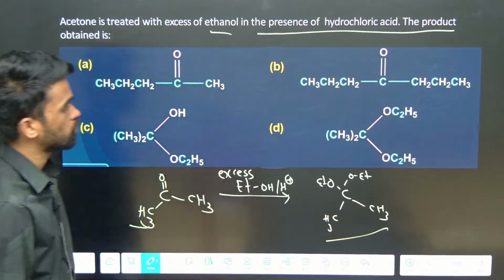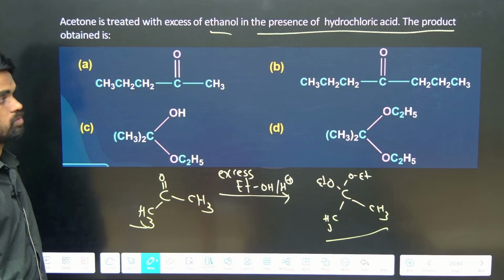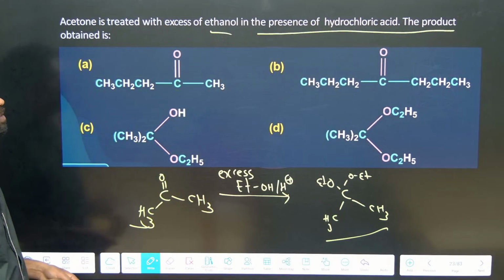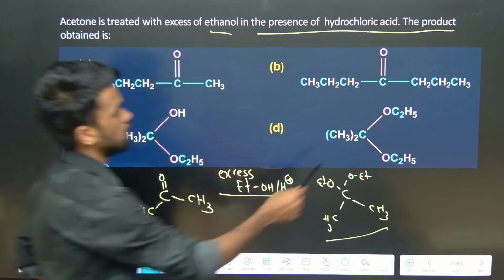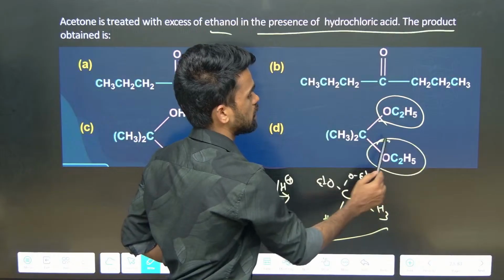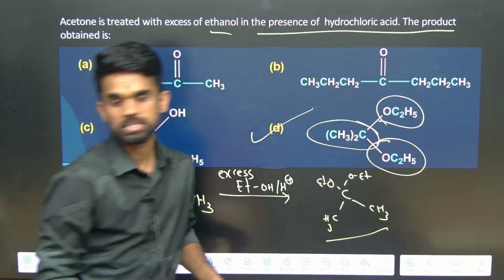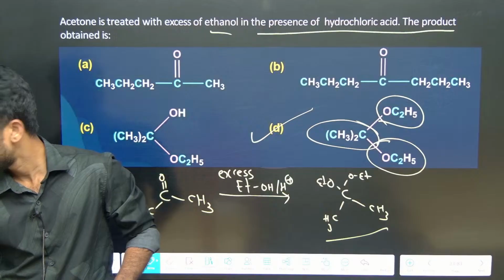See, OEt, ethyl groups. Yeah, this kind of structure. So this is your answer for the question. Okay, is this clear?